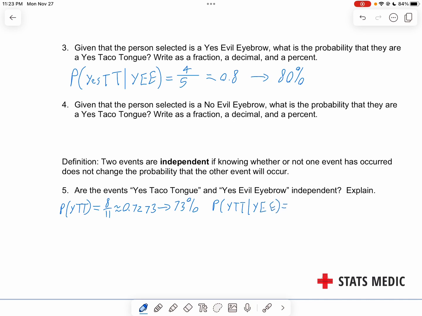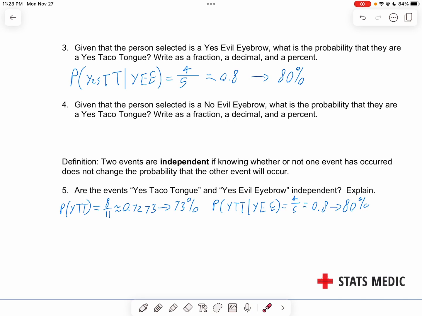That is equal to what we already did, 4 out of 5, which is 80, or 0.8, which translates to 80%. Okay, so in looking at that, it doesn't look like these probabilities are the same, and that's what we're ultimately going to look at. This is a 73% chance, and this is an 80% chance. They're not the same. Since our probabilities are not the same, these two events are not independent.